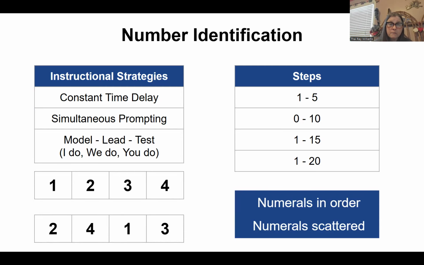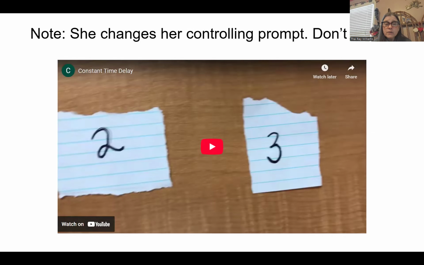What we're going to do now is watch a student, and this is not a student from our university, it's from YouTube. She is using constant time delay to teach number identification for the numbers 1 to 3. Now, I do want to make a point. Not that she didn't do a good job, she does do a good job, but there is one mistake that I saw her make, and she changes her prompt.